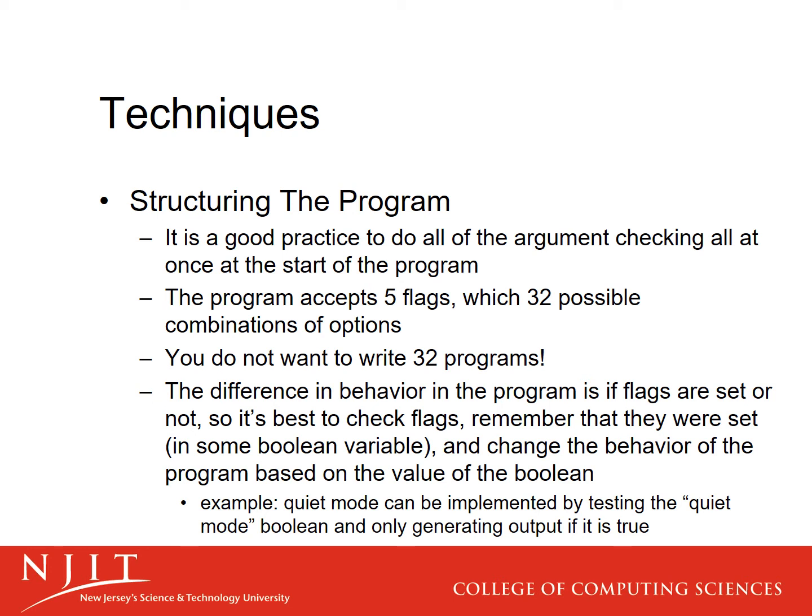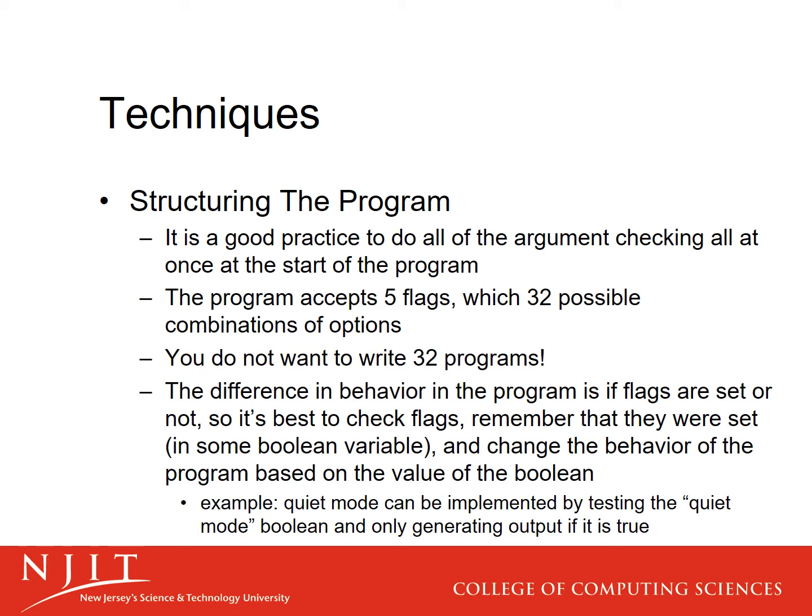When you structure the program, when you write the code, it's good practice to do all of the argument checking at once at the start of the program. Do it one time, do it all at once, do it at the beginning, right? Now, if you think about the different possible arguments, there are 5 different possible flags. Each one of those flags has 2 different possible values, right? So there are 2 to the 5th power possible combinations of argument settings, which, if you had to handle that by writing 32 different programs, that'd be an ugly mess.